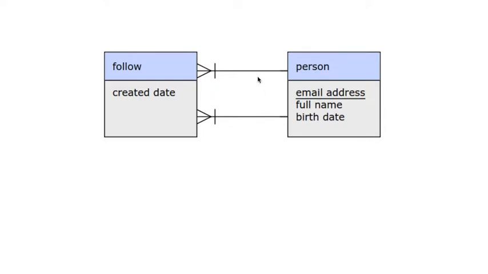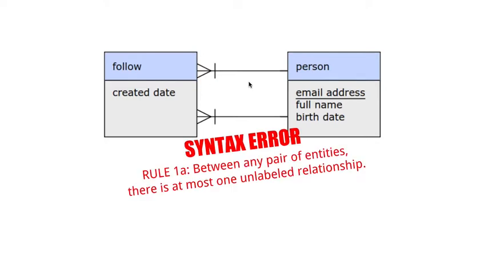It has two relationships with no labels. This is a syntax error. There's a syntax rule that between any pair of entities there is at most one unlabeled relationship. This ensures that if we have two relationships between two entities, they are not duplicates of each other. Each relationship on the diagram has a distinct meaning. To correct this error, ask the users what is the difference between these two relationships, and work on adding labels together.